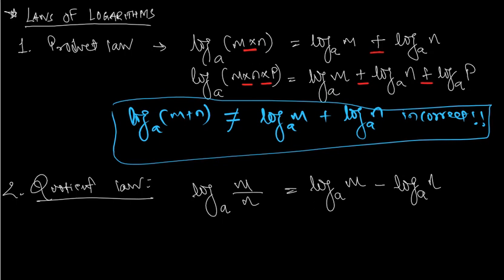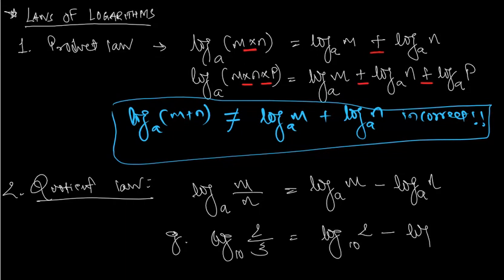Right? Now, this looks very simple. If you want to take an example, that also we can see. Suppose we have log of 2 by 3 to the base 10. This will become log of 2 to the base 10 minus log of 3 to the base 10. This is absolutely correct. Okay, so this is the identity and this is its example. Now we have to understand what is not correct. Let us understand that also.